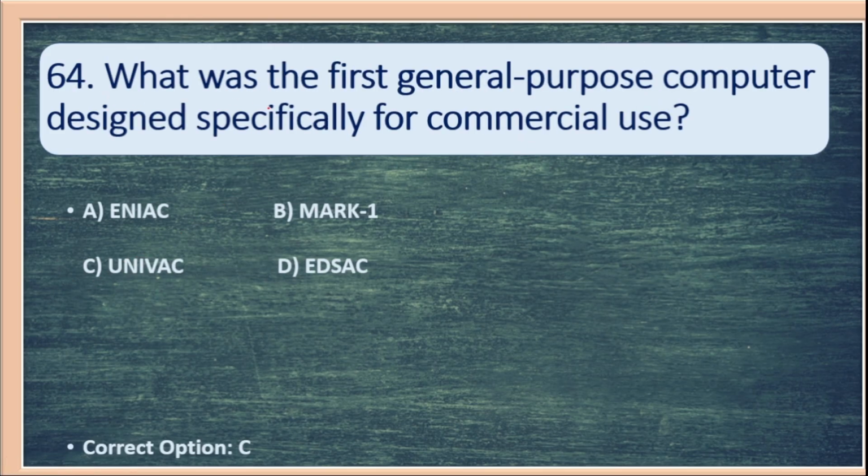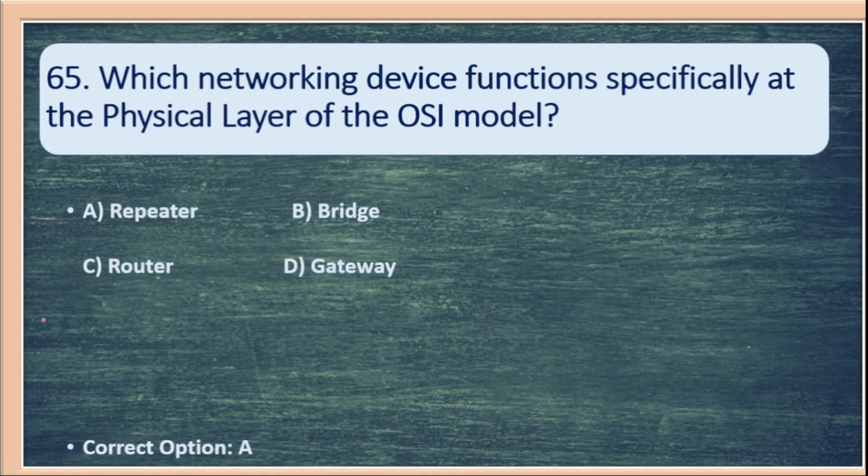What was the first general purpose computer designed especially for commercial use? ENIAC, Mark I, UNIVAC, EDSAC. Answer is C, UNIVAC. Which networking device functions especially at the physical layer of the OSI model? Repeater, bridge, router, gateway. Answer is A, repeater.